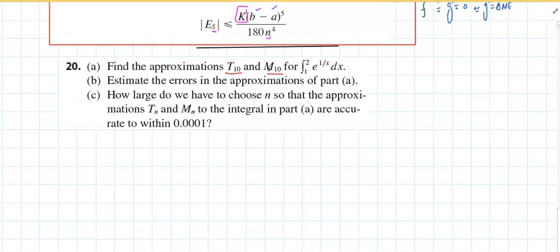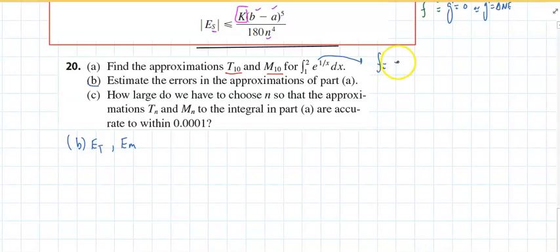Now, we are interested in B and C. Estimate the error in the approximation. Estimate the error in using the trapezoid, and estimate the error in using the midpoint. Well, to do that, I need to figure out a bound on the second derivative of this.